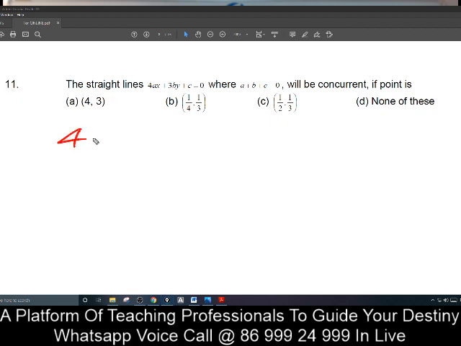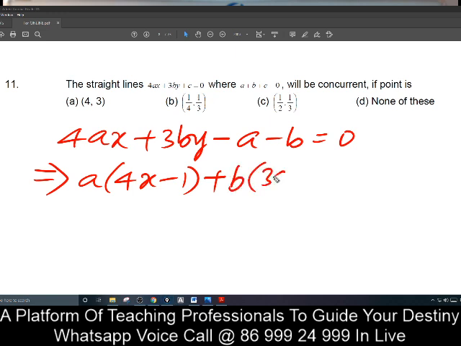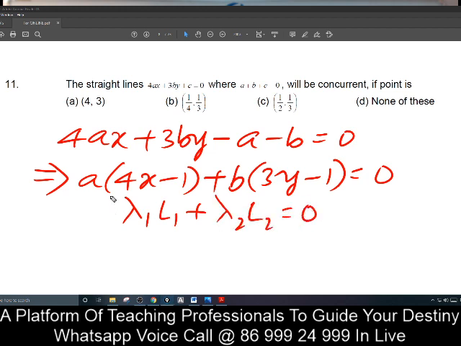This is 4ax plus 3by. c is nothing but minus a minus b, equal to 0. Take a common: a times (4x minus 1). b common: b times (3y minus 1), equal to 0. That's all now. Lambda 1 L1 plus lambda 2 L2 equal to 0.